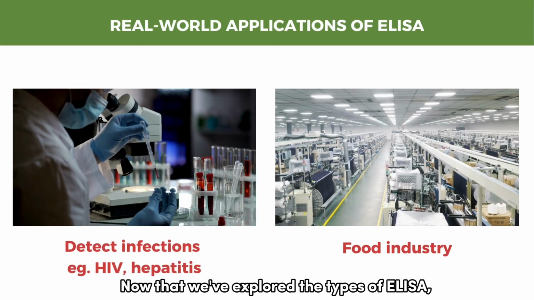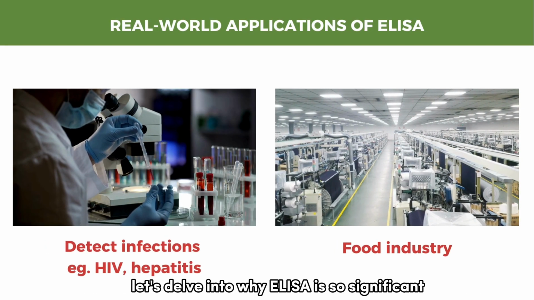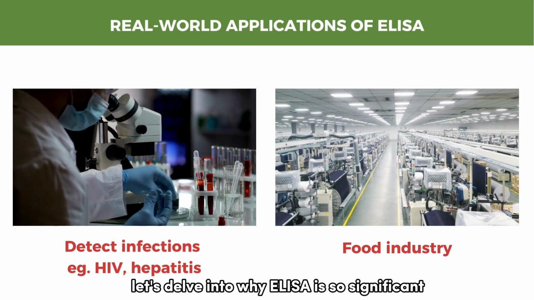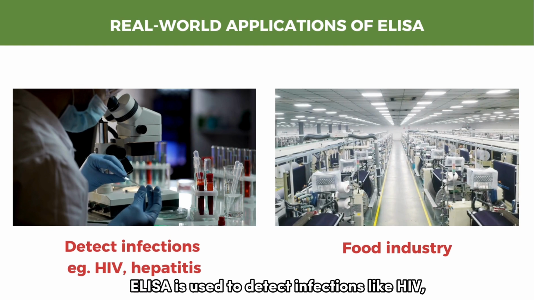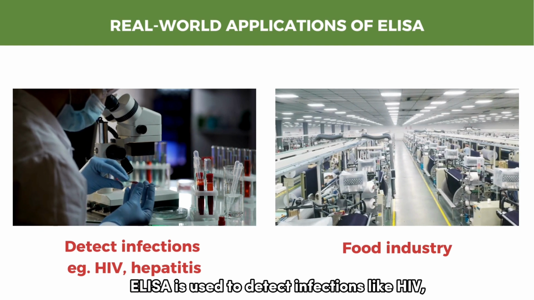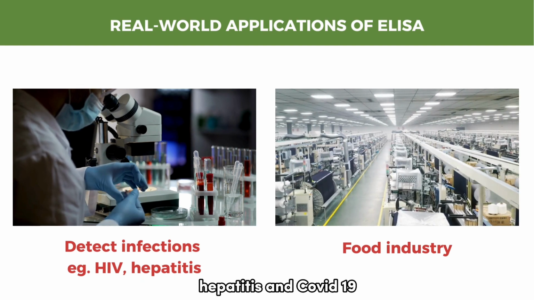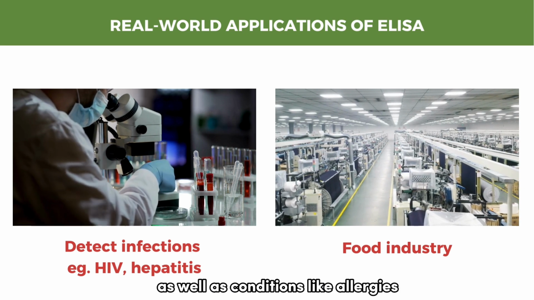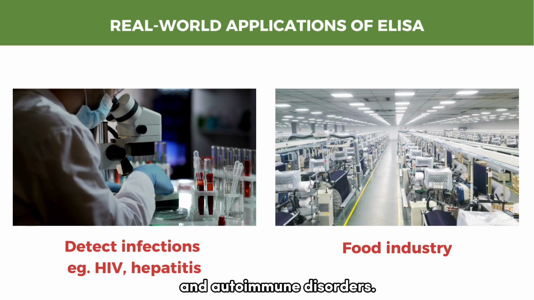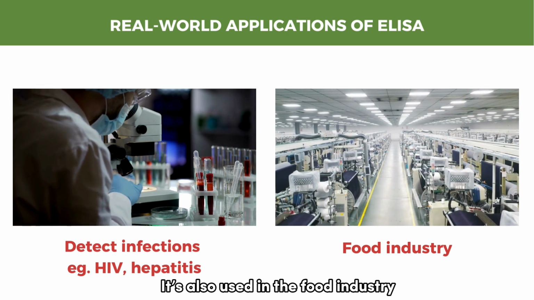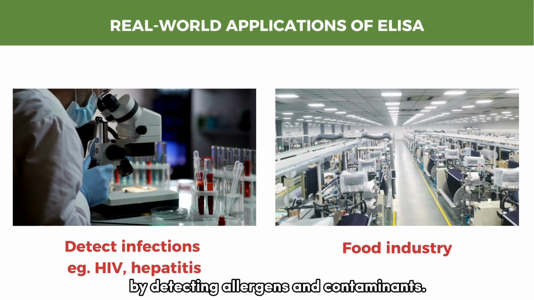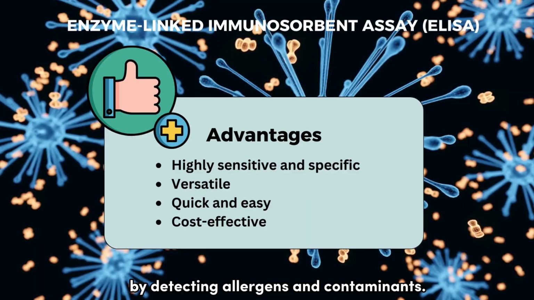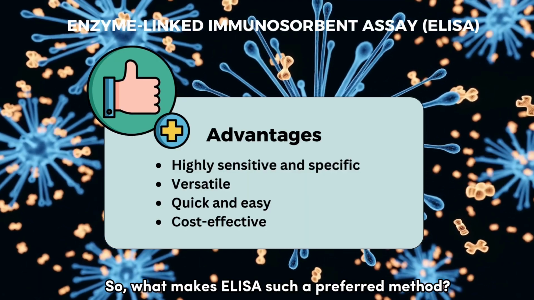Now that we've explored the types of ELISA, let's delve into why ELISA is so significant and relevant in today's world. In clinical diagnostics, ELISA is used to detect infections like HIV, hepatitis, and COVID-19, as well as conditions like allergies and autoimmune disorders. It's also used in the food industry to ensure safety and quality by detecting allergens and contaminants. So, what makes ELISA such a preferred method?